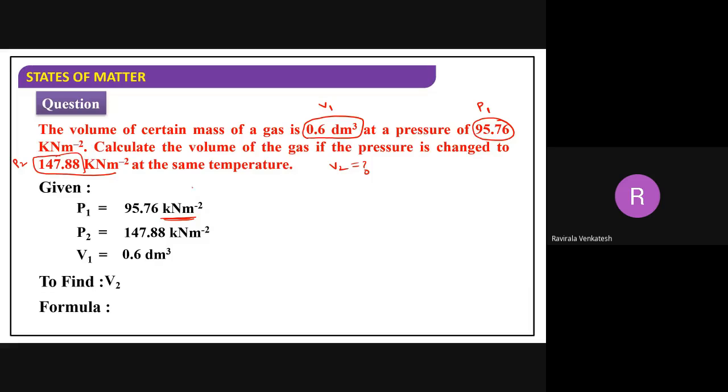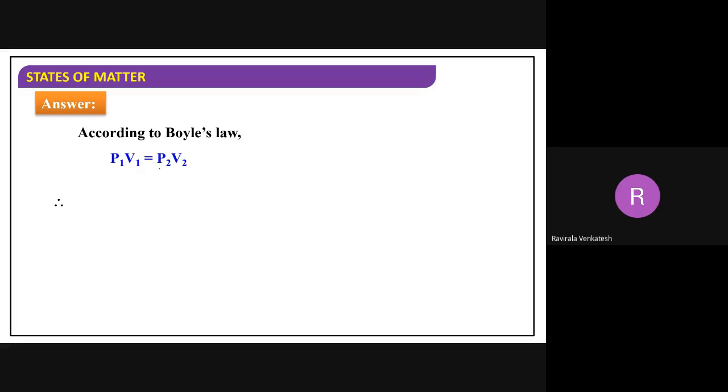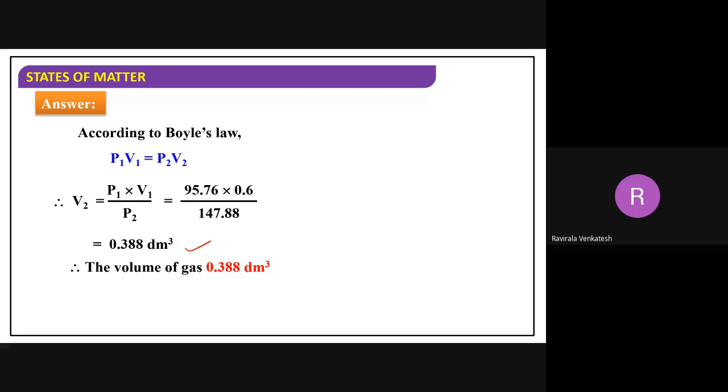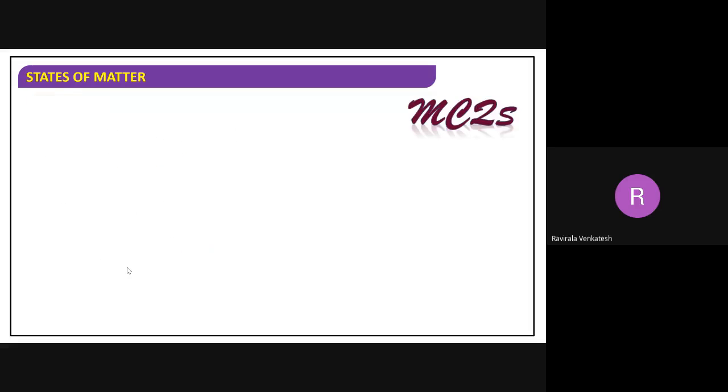No need to change anything in this case. It is a liter only. Directly write down the same, because what are they asking? Do they ask in terms of any other values? No. So directly substitute those values here. 95.76, 147, you get 0.38 decimeter cube. Understood? You completed this one. Decimeter cube is nothing but liters only. Understood here?